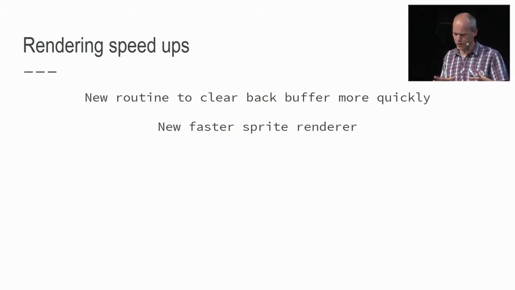because the Spectrum memory is mapped directly to the screen, there's a component inside the Spectrum that's 50 times a second, drawing that, copying it to the screen.